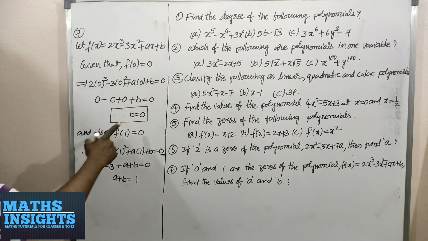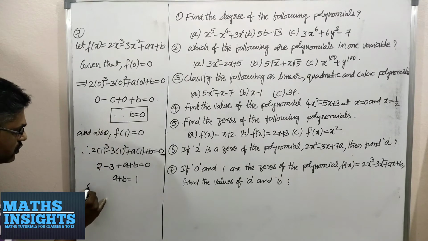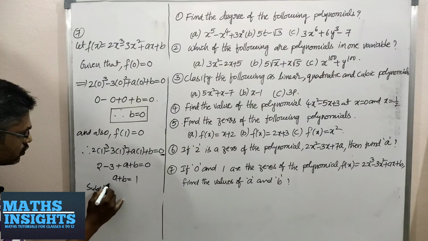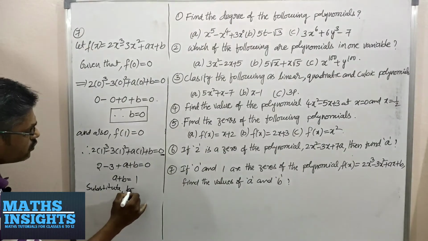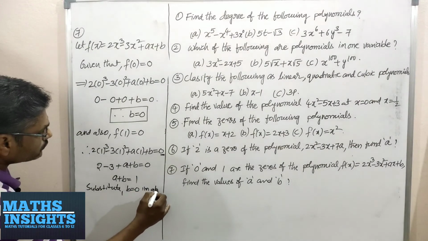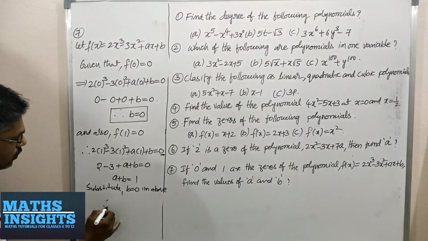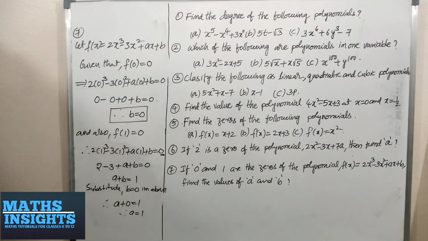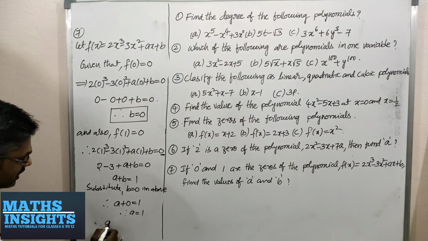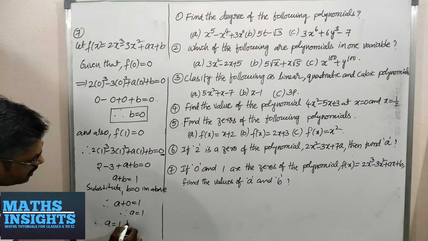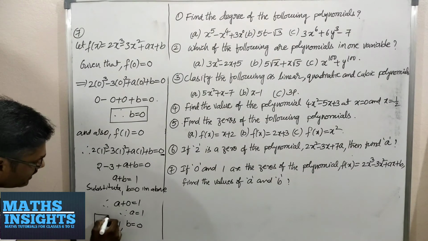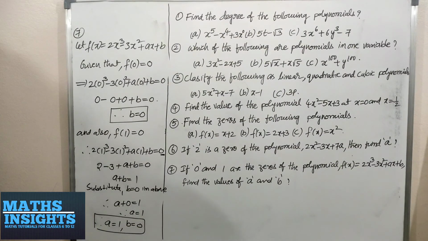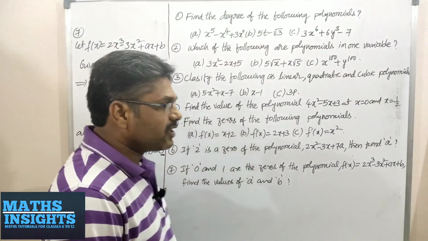And you know already the value of b. Substitute b is equal to 0 in the above. Therefore a plus 0 is equal to 1. Therefore a is equal to 1. Therefore the value of a is 1 and b is 0. This is the way how to calculate the values of a and b.